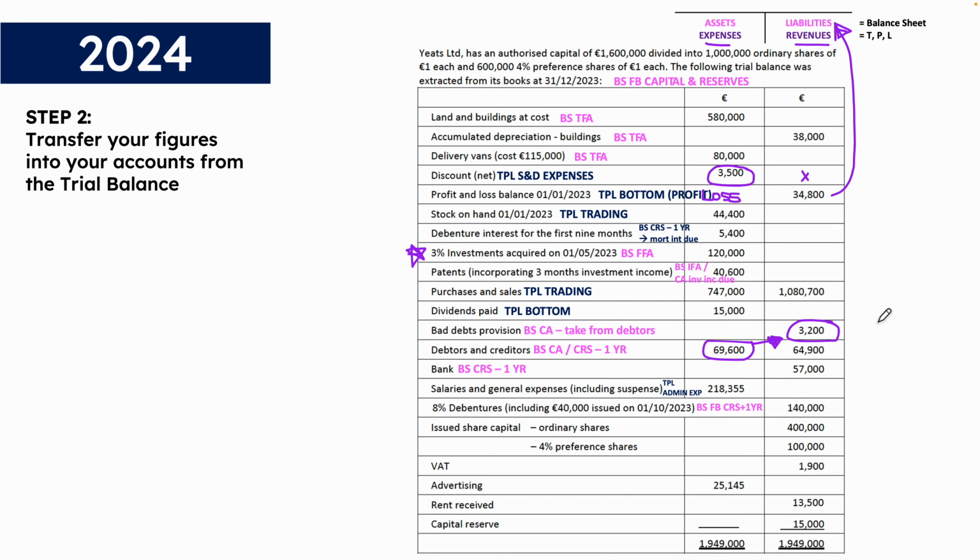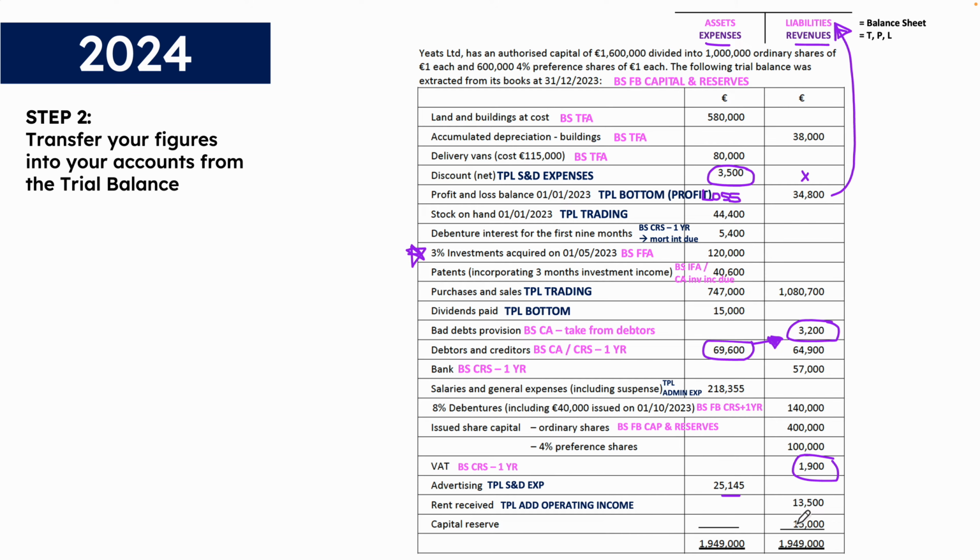8% debentures will go into the balance sheet, financed by creditors plus 1 year. Issued share capital, the same: balance sheet financed by capital and reserves, the same as the 4% preference shares. The VAT is on the credit side, so that means it is a liability, so that will go into creditors plus 1 year. Advertising is going to go into S&D expenses.